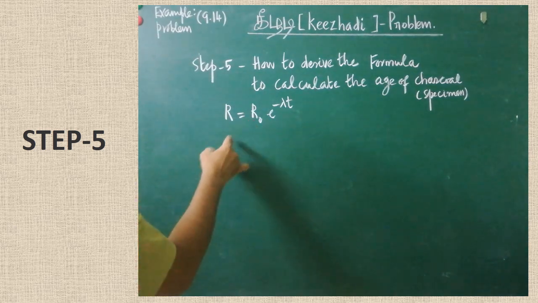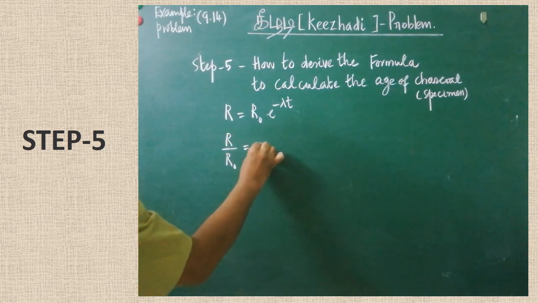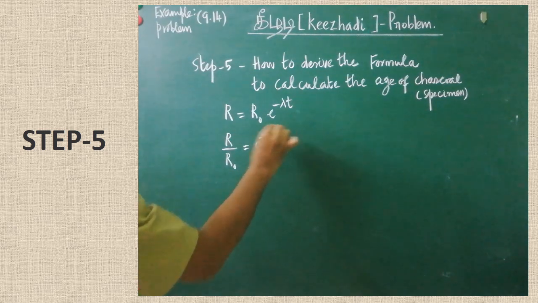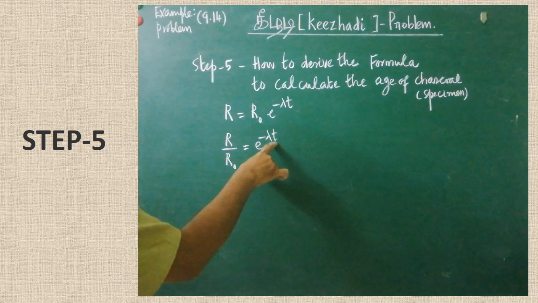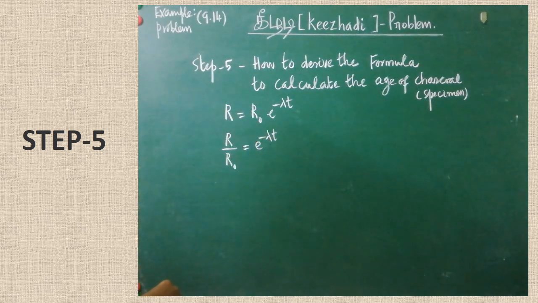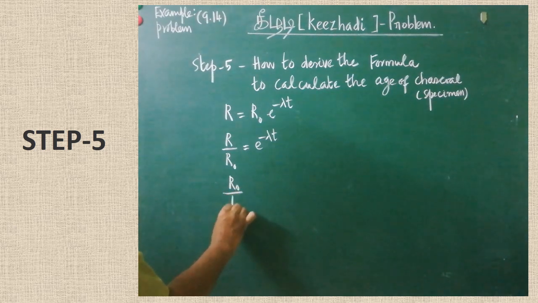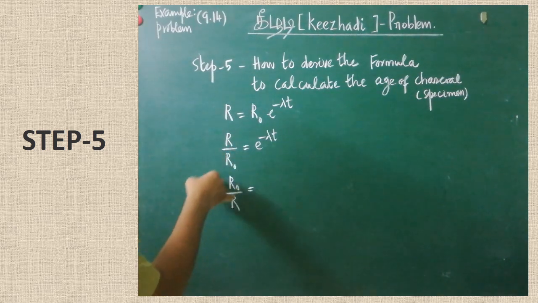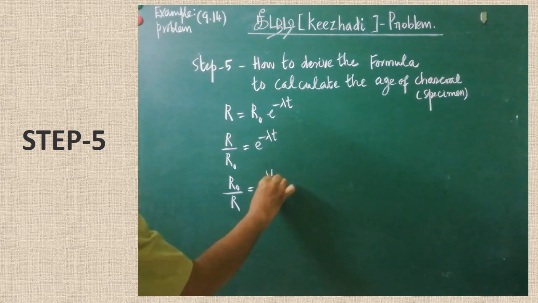Now you bring this factor down. R divided by R naught is equal to e power of minus lambda t. Here t is nothing but the age of the specimen. Now we have to get the expression for t. So what we have to do? You reciprocate this on both sides. R naught divided by R. If this is reciprocated, what you will get? E power of lambda t.